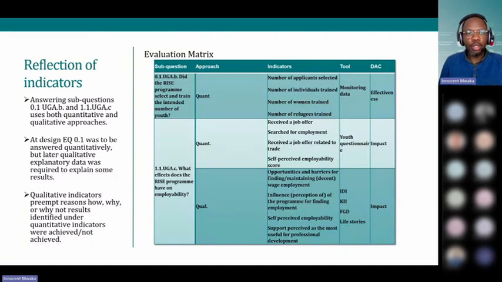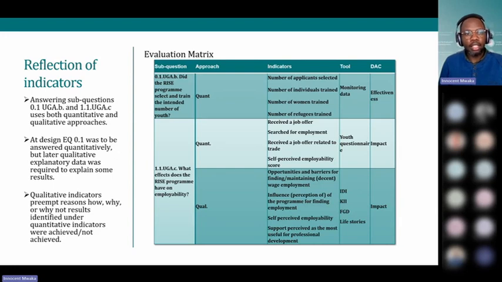So again, back to our evaluation questions that we're using for the demonstration. We have here, on trying to see if the number of intended youths were met, and if the RISE program increased employability.